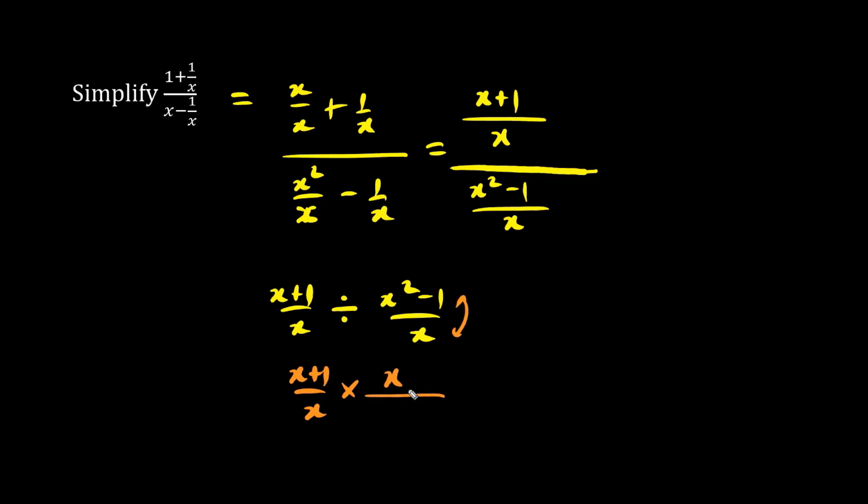So we have x over x squared minus 1, which can be factored. We have x plus 1, x minus 1. And these x plus 1's cancel, and so do the x's. But on the top we have a hidden 1. So the final answer is 1 over x minus 1.